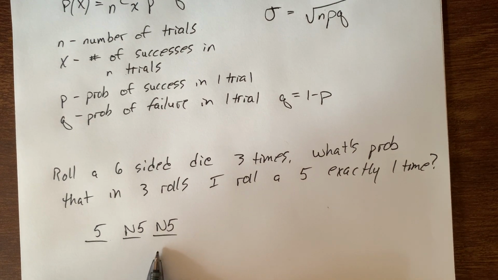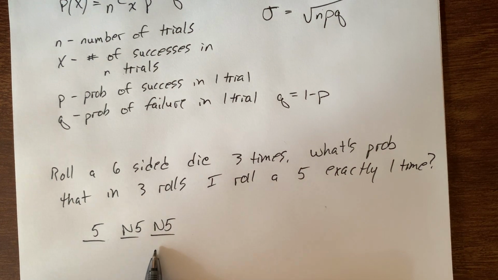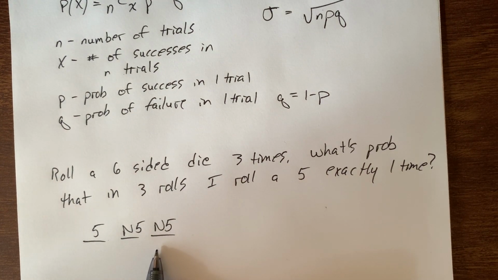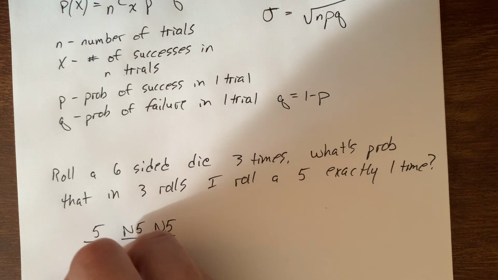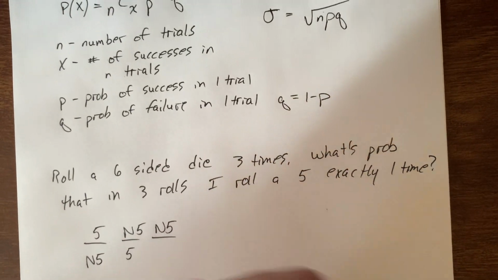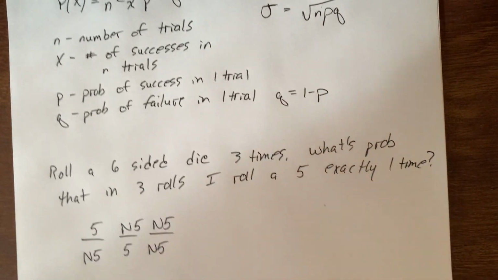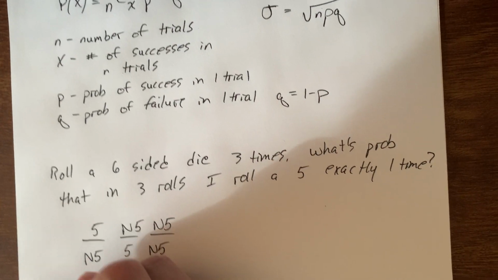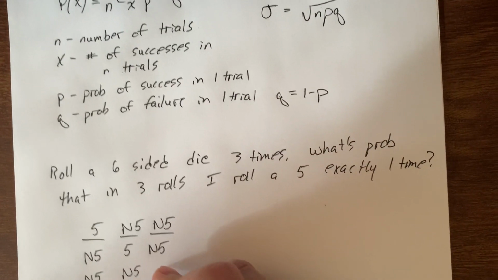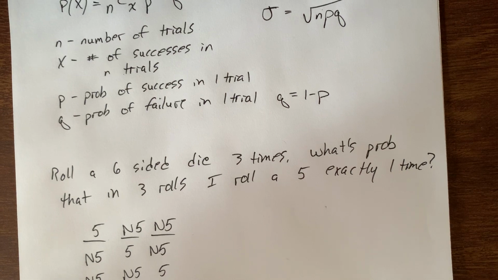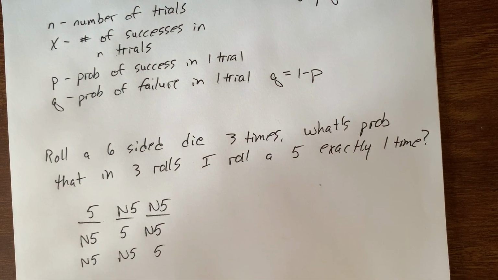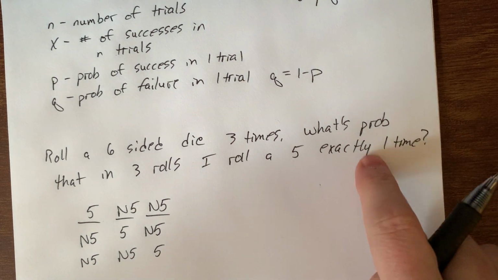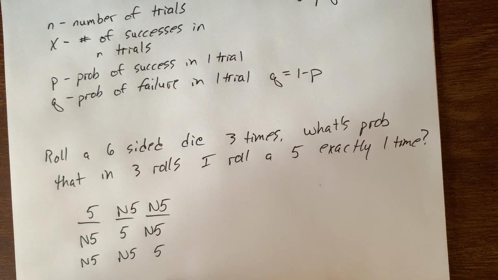Thinking about the basics of probability, how many outcomes satisfy, out of how many total possible outcomes, well, this is an outcome that satisfies. But it's not the only one. I could have the first roll be a not 5, then the second a 5, and the third a not 5. Or I could have the first a not 5, the second a not 5, and the third a 5. But that covers all the possibilities. If I'm rolling a die 3 times, and I only want exactly one 5, that covers everything.